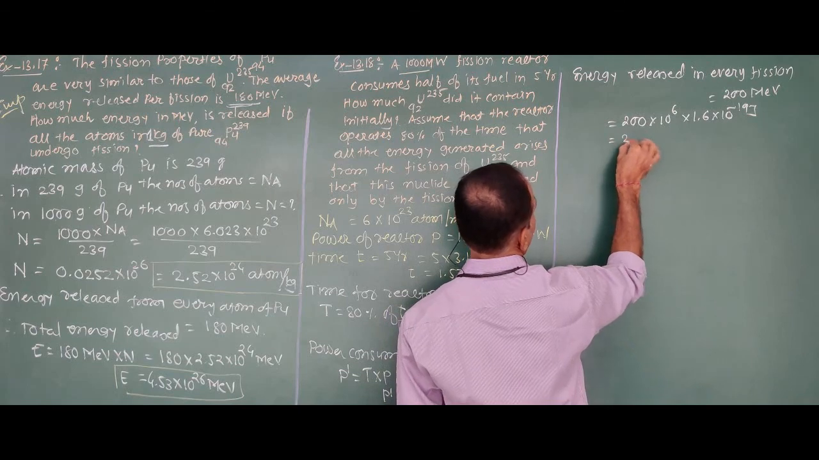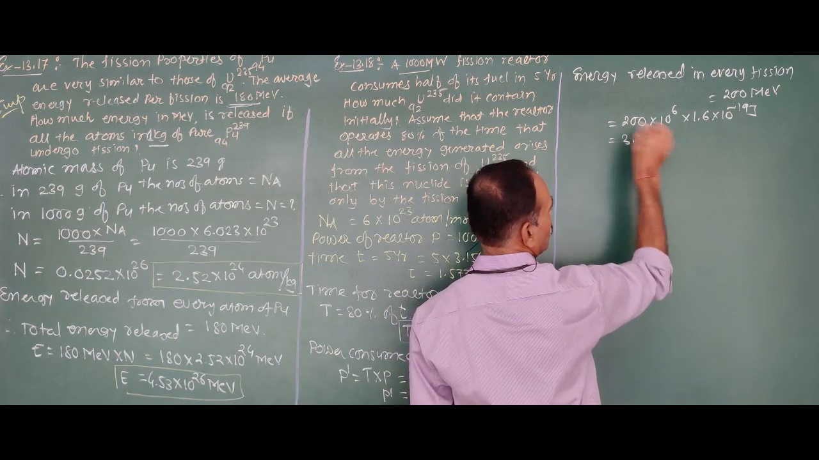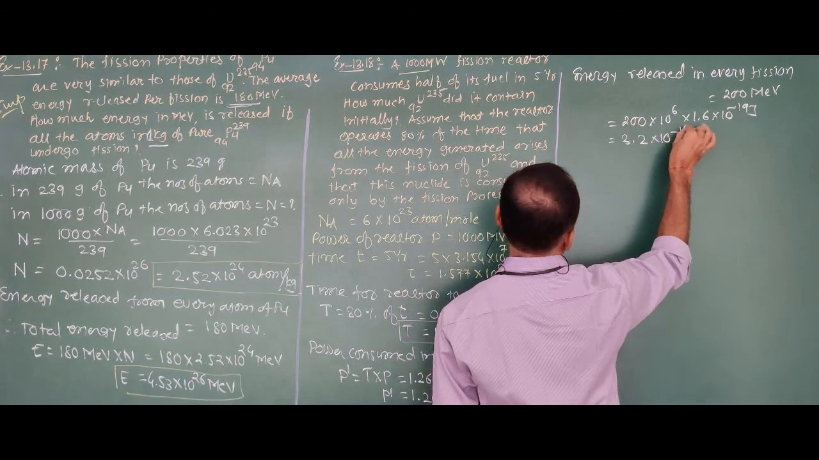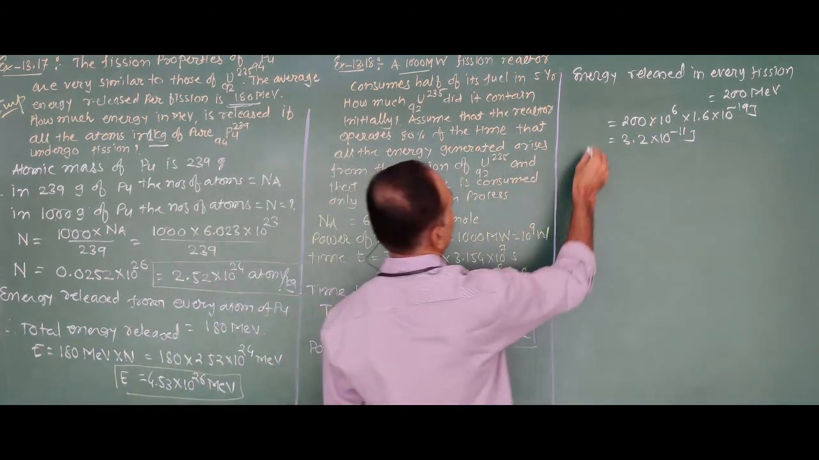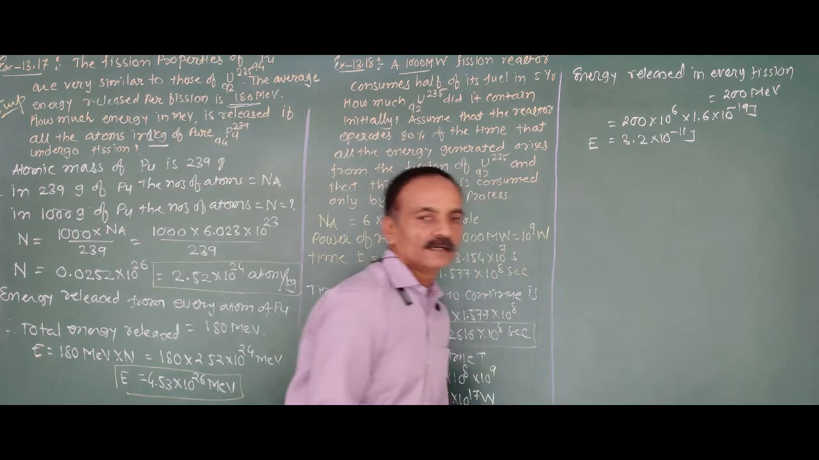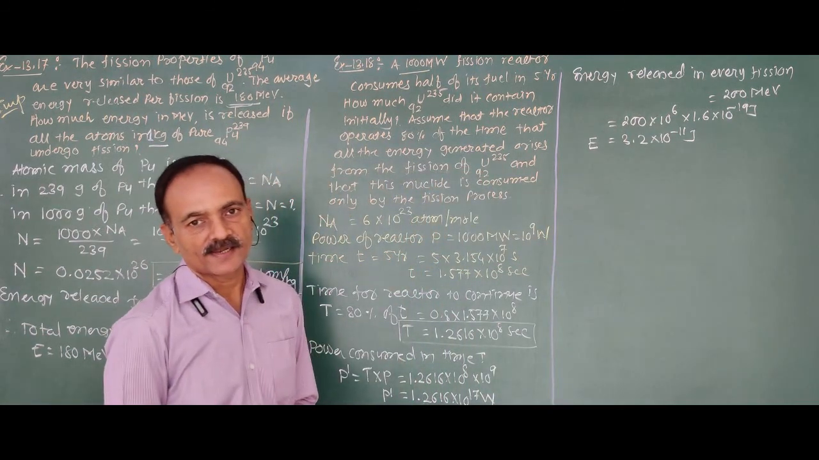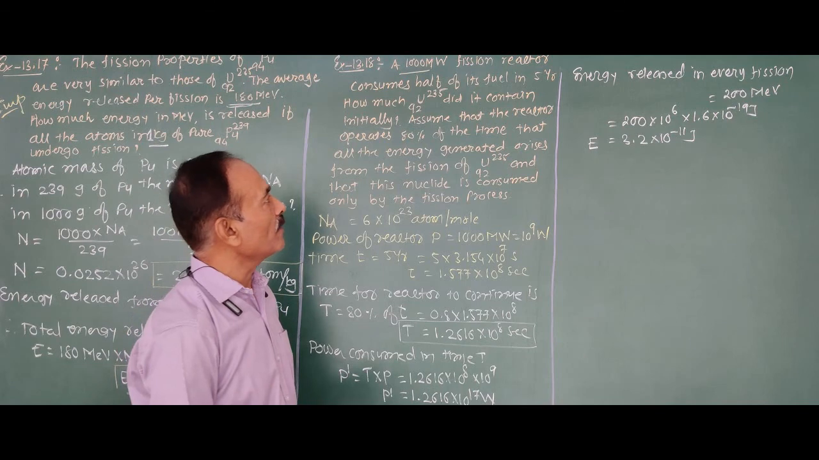Thus, we obtain 3.2 into 10 to the minus 11 joule. So that much energy is released due to every fission of a single atom of uranium.